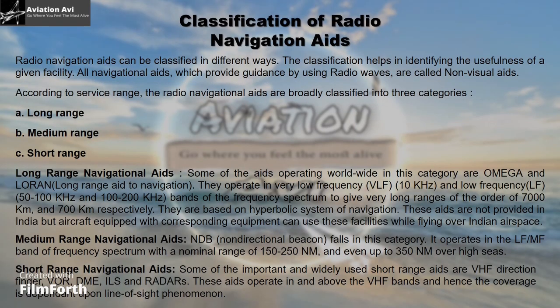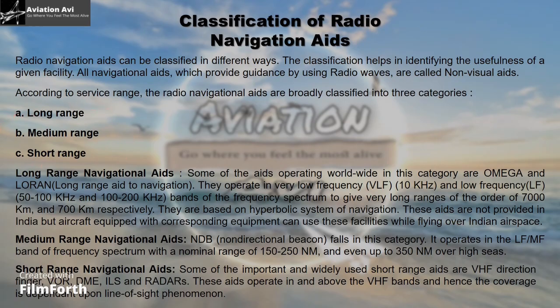Let us look at the classification of radio navigation aids. Radio navigation aids can be classified in different ways, and this classification helps in understanding the usefulness of a given facility. The navigation aids which use radio waves are called non-visual aids. According to the range it serves, or the range it helps to determine where the object is present, the radio navigation aids are classified into three broad categories: long range, short range, and medium range. The words itself are self-explanatory.